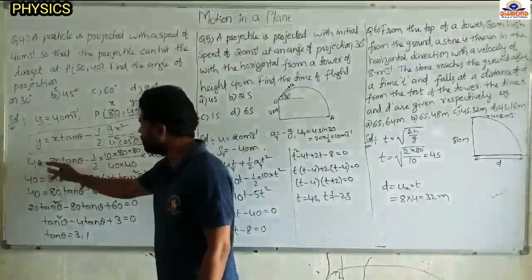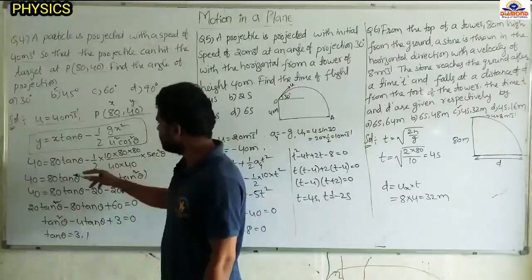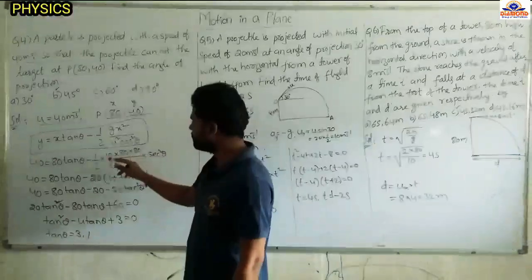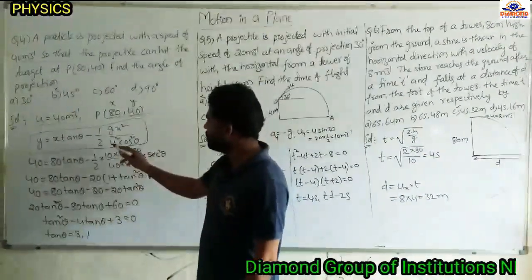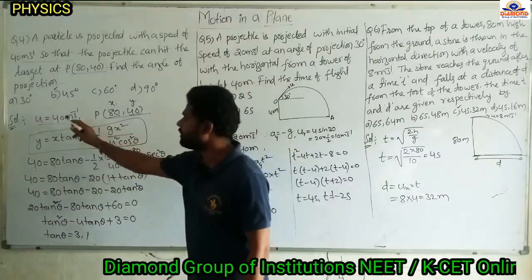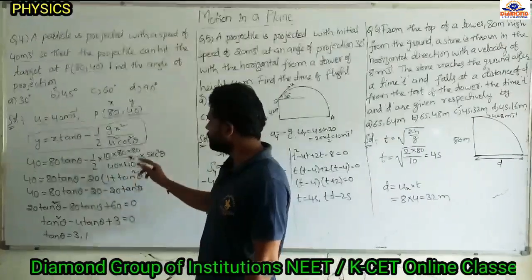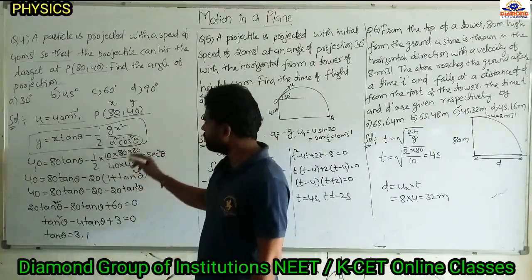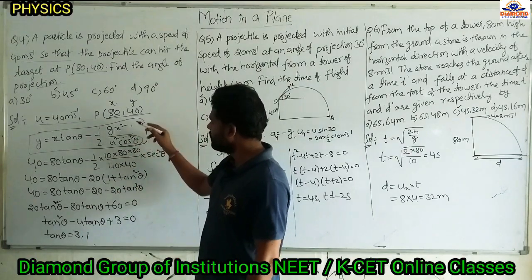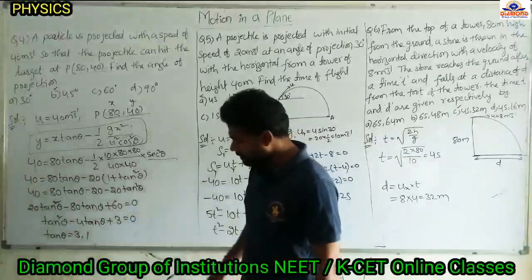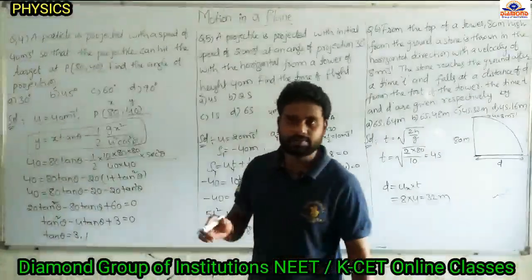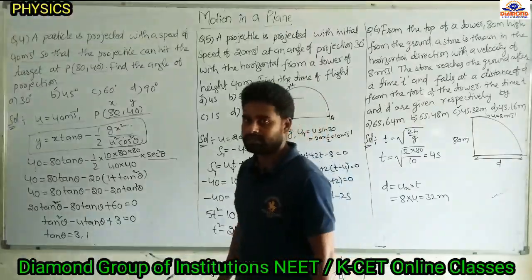So y is 40, x is 80, tan theta minus half, g value is 10, x squared is 80 squared. So 80 into 80 by u squared, u means 40 meters per second, 40 into 40, cos squared theta is in the denominator, no? So 1 by cos squared theta, we can write it as secant squared theta. Why am I writing secant squared theta? Because tan theta and secant squared theta, we have one relationship, tan and sec.